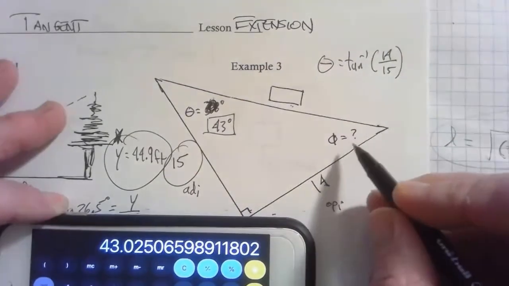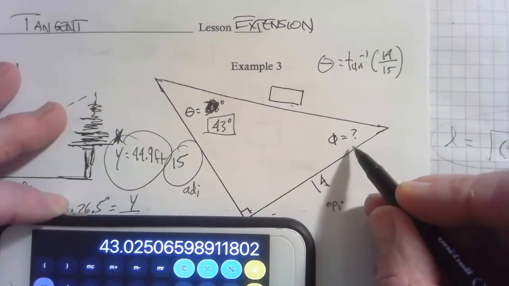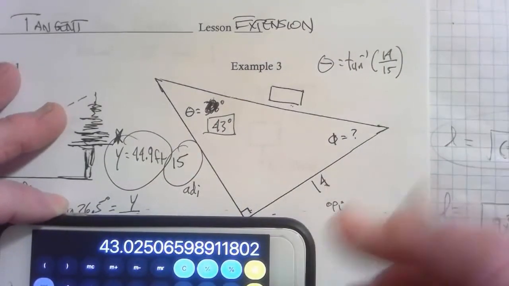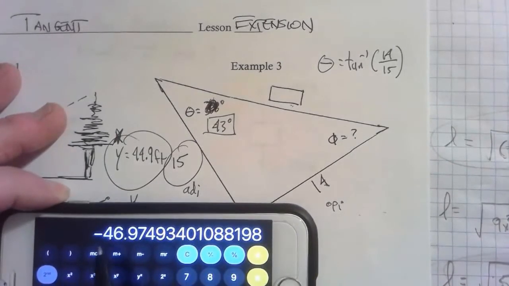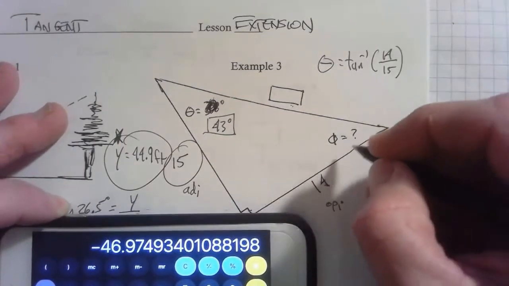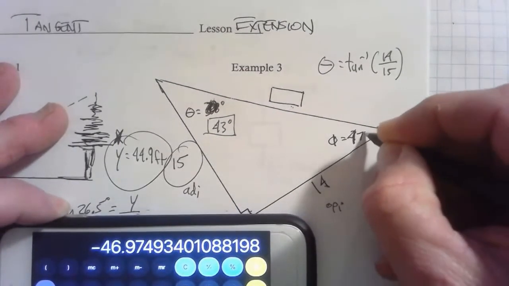Now, right away, you know this other angle. Subtract it from 90 and you're good to go. You might notice I do 90 minus that. It doesn't matter. I'm just going to ignore the negative. So it's 47 degrees. So 47 degrees here.